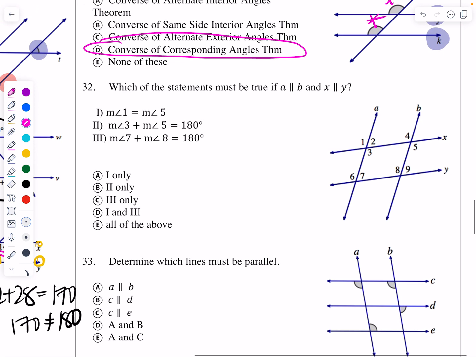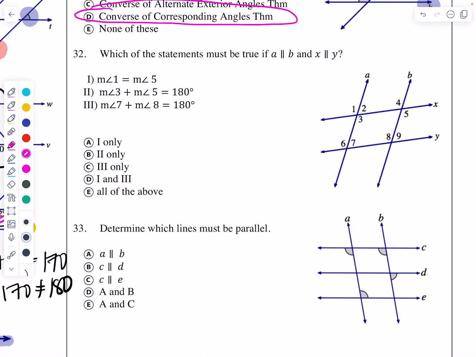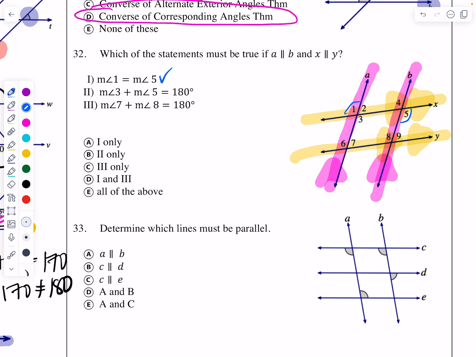Which of the following statements must be true if A is parallel to B? So let's add that. A is parallel to B. Add some triangles. And we know that X is parallel to Y. Add some triangles, 2 sets. Do we know for sure that the measure of angle 1 and the measure of angle 5 are equal? Yes, because those are alternate exterior around those pink parallel lines with the yellow transversal X.